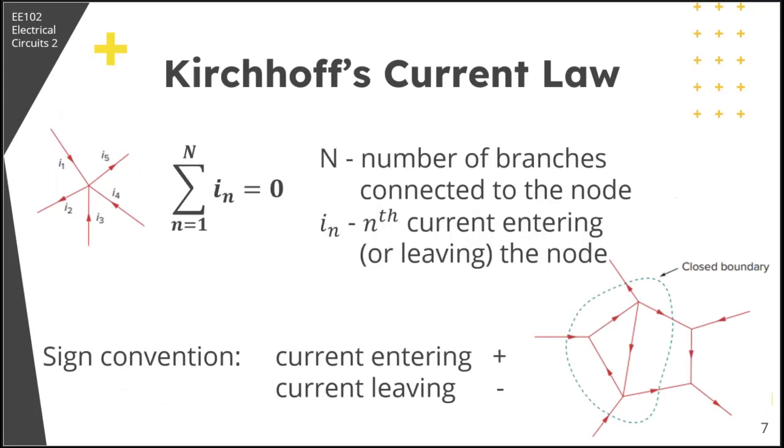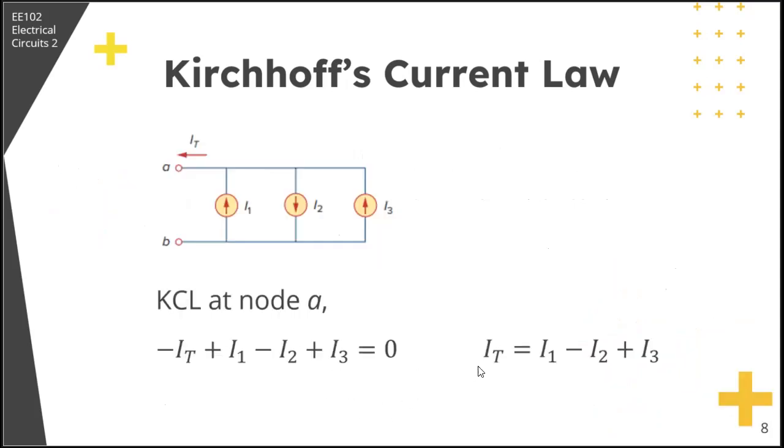Mathematically, KCL is expressed as the summation of the currents entering or leaving a node is equal to 0. N is the number of branches connected to the node. In is the nth current entering or leaving the node. For our sign convention, current entering, let's assign that a positive, then current leaving, that's negative.